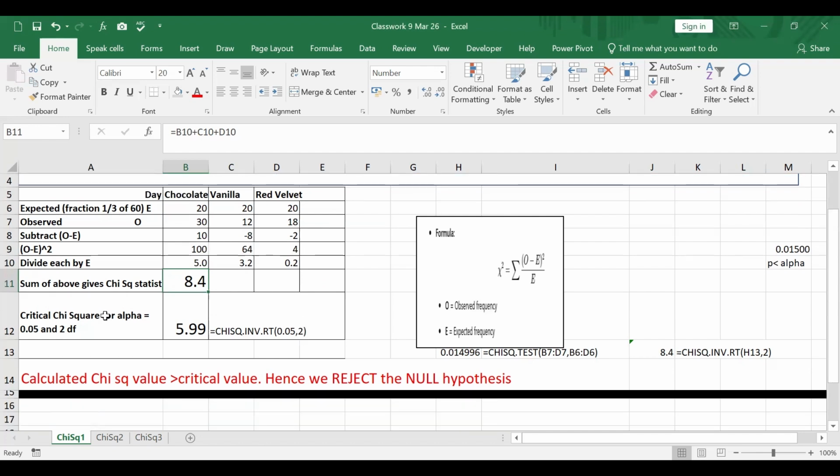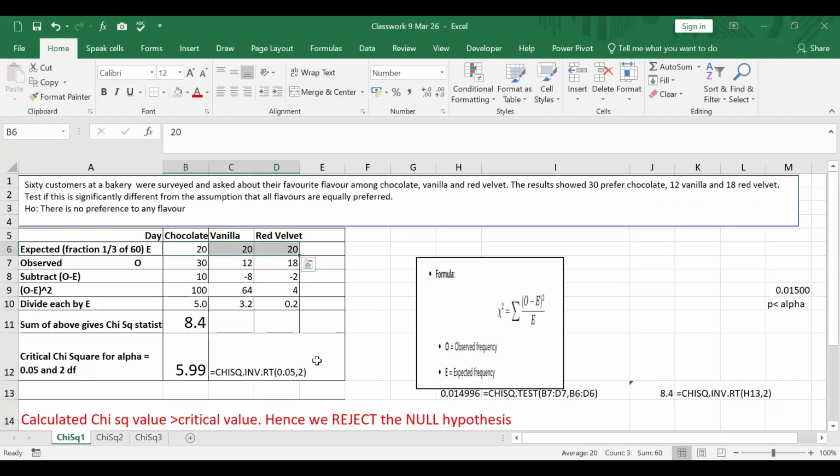Now to get the critical value for 0.05 and 2 degrees of freedom. Why 2 degrees of freedom? Because there are 3 columns. 3 columns minus 1. That is the degrees of freedom in case of chi-square statistic in this example. So you can get it from the chi-square table.